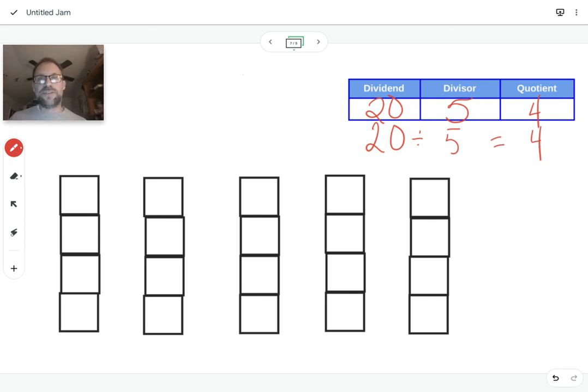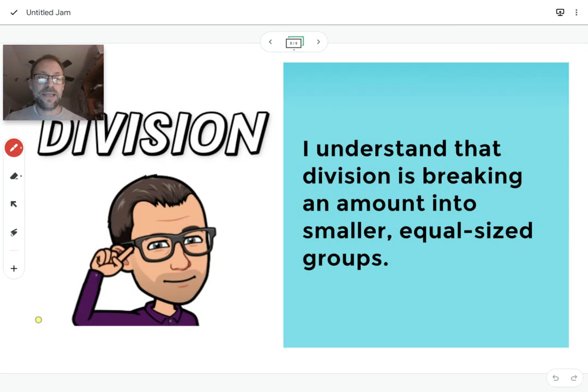Okay, this is division. So no matter how big the numbers get, no matter how big the divisor is, no matter how big the dividend is, whether it's 2,856,533,222 divided by 167, doesn't matter. It's always the same. You're going to take a bigger amount, and we're going to try to break it up into a certain number of equal size groups. Does that make sense? I hope so. That's our learning target today. I hope you're walking away with a better understanding that division is breaking an amount into smaller, equal-sized groups.